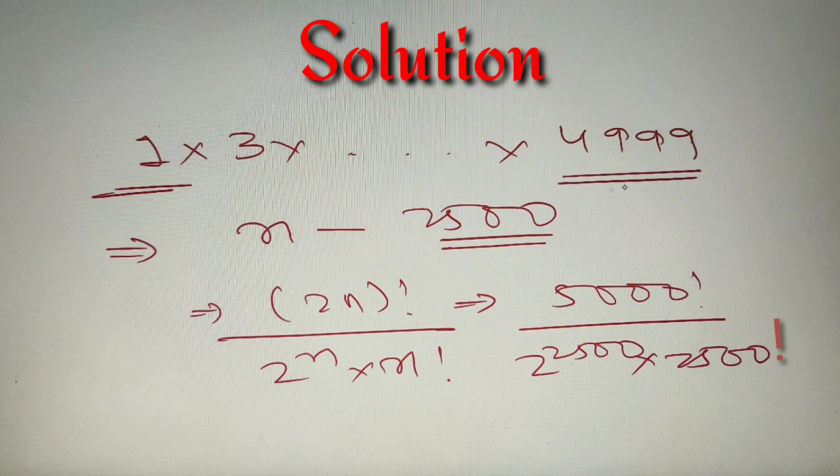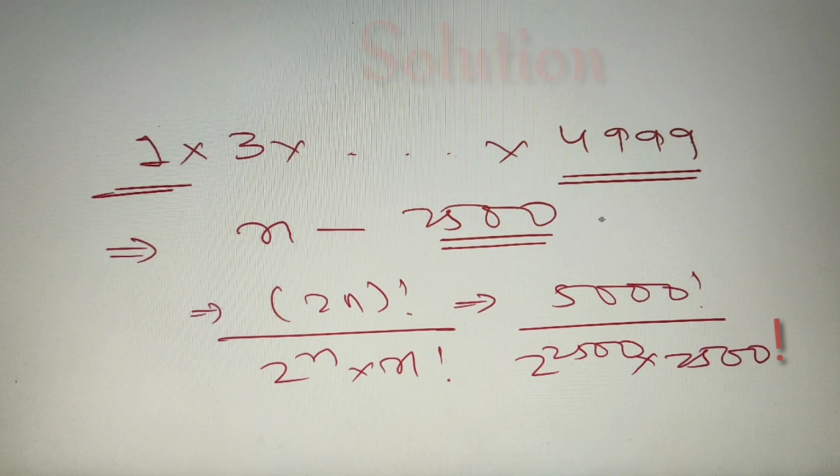Thus, by the help of this given formula, we have calculated the product of all the odd natural numbers from 1 up to 4999, and this formula is valid for any given range. So the formula 2n factorial whole divided by 2 raised to power n into n factorial gives us the product of all the odd natural numbers starting from 1 up to n, where n is the number of odd natural numbers.